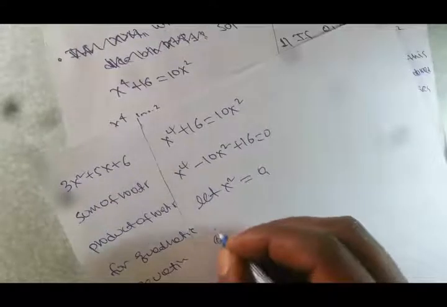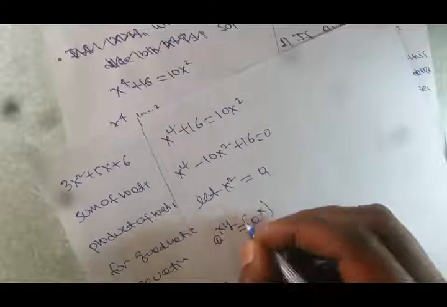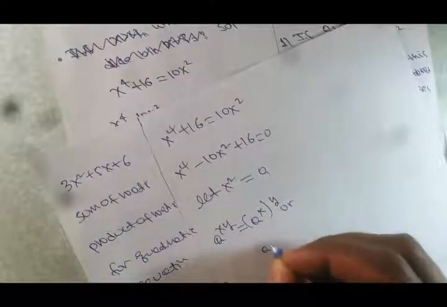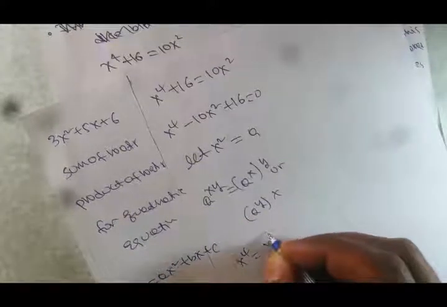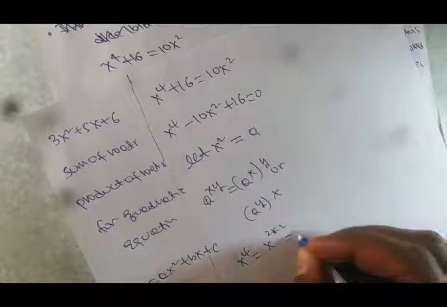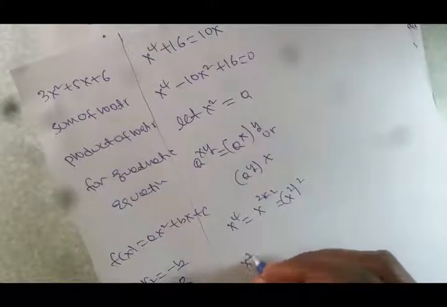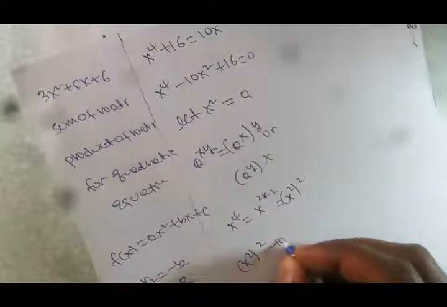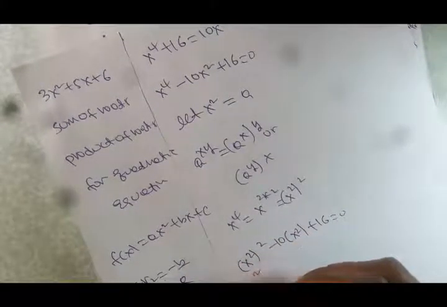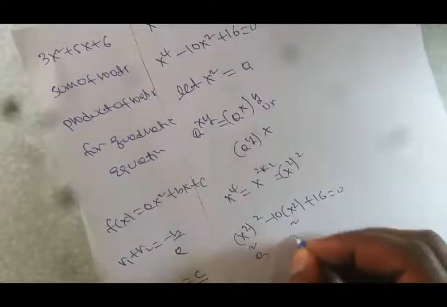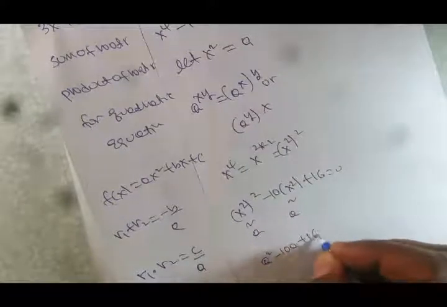We know that a raised to xy can also be expressed as a raised to x raised to y, or a raised to y raised to x. So x raised to 4 can also be expressed as x raised to 2 times 2. This can also be expressed as x square raised to 2. Therefore x square raised to 2 minus 10x square plus 16 is equal to 0. We know x square is equals to a. Therefore a square minus 10a plus 16 is equals to 0.